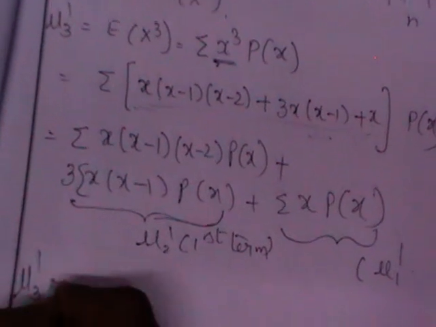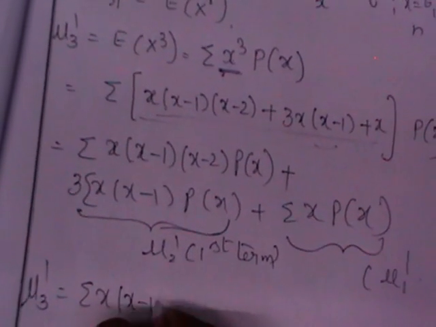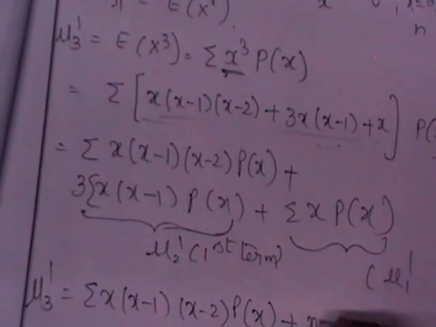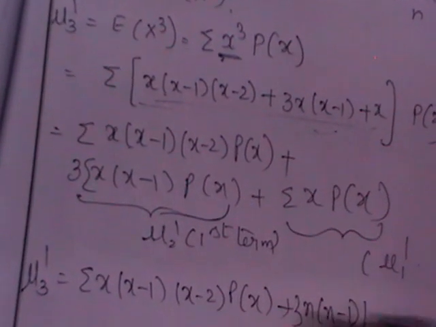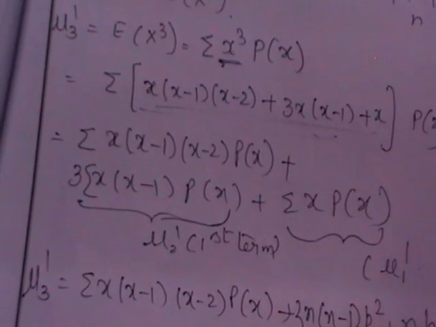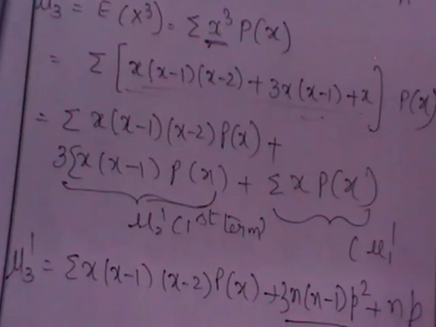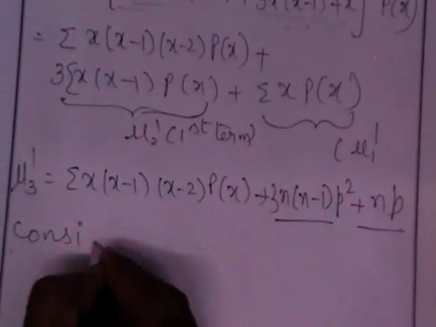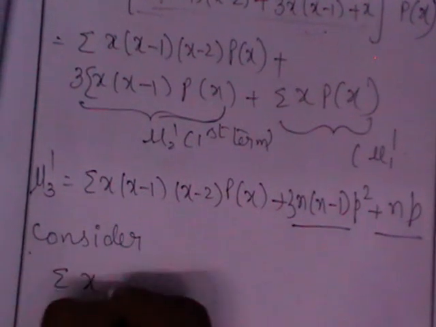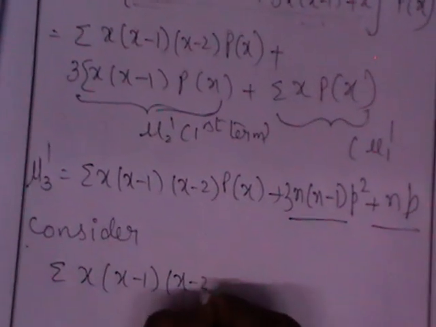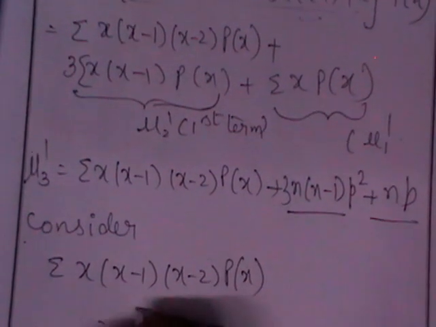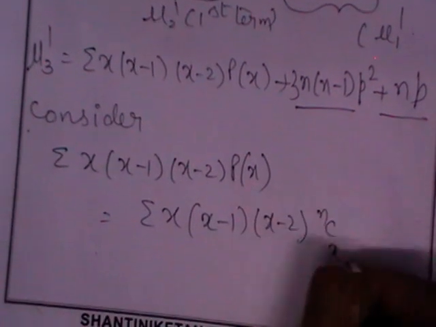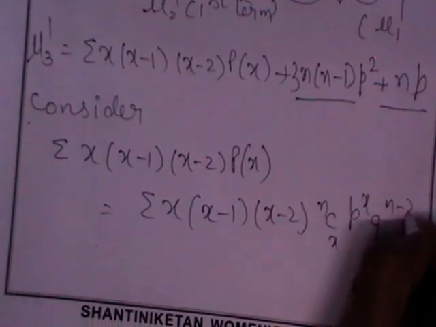So mu3 dash is nothing but sigma x into x minus 1 into x minus 2 into p of x, and we got the first term in mu2 dash as n into n minus 1 into p square, plus np. These we have already derived while doing mu2 dash and mu1 dash. So you need to find out only this term. So consider this term. What is p of x for the binomial distribution? x into x minus 1 into x minus 2 into nCx p power x q power n minus x.